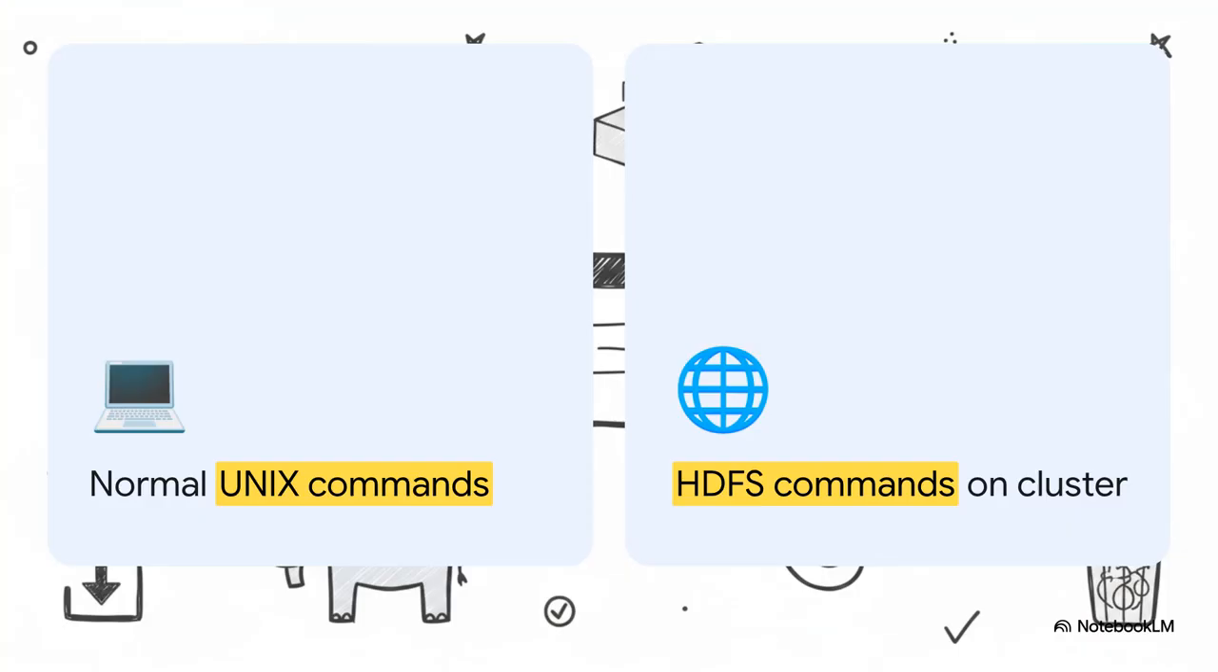If you look closely here, notice how the terminology maps perfectly from the left side right over to the right. On the left, you've got your standard UNIX file system commands, the stuff you type on your local laptop. On the right, the HDFS commands. They share the exact same DNA. This intentional design is a huge relief because it allows you to seamlessly transition your local command line skills directly into a powerful distributed system without having to memorize a bunch of alien syntax.